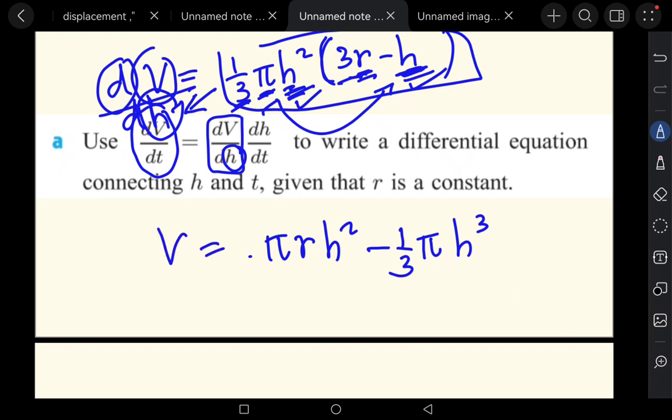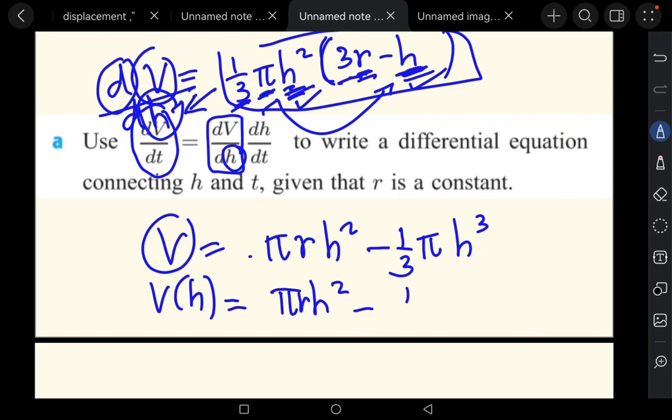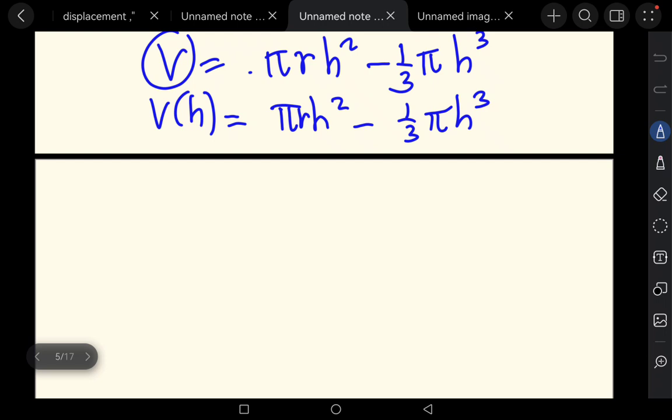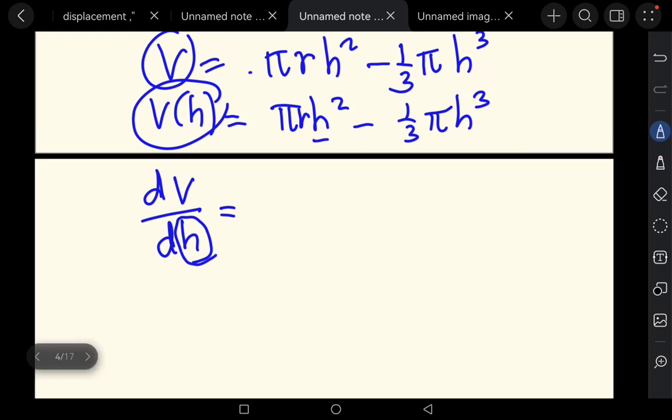It's still a function of V of h, pi r times h squared minus 1/3 pi h cubed. So let's take the derivative of this, dV of h with respect to h. Take a look at the variable h, this and this. The rest is constant.